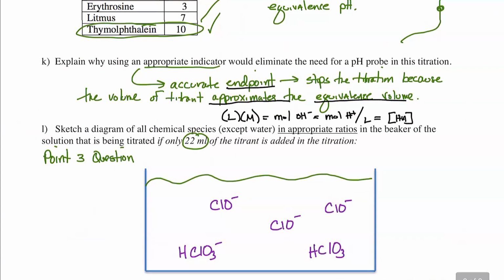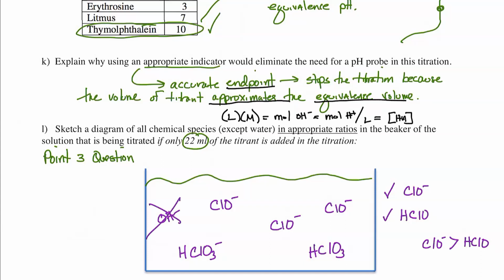What I did not want to see, so you got a check if you drew ClO negative and HClO, the conjugate acid, and you had the ClO negative greater than the HClO, and you could not have any hydroxides in here. That is a limiting reagent, okay?